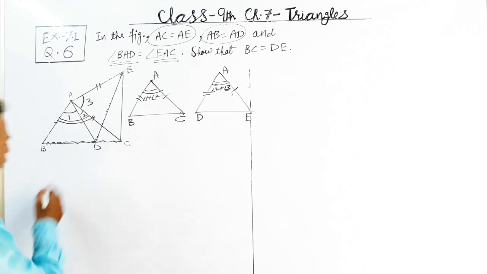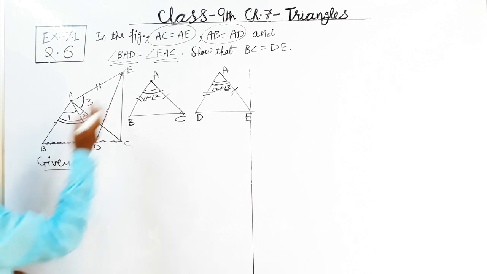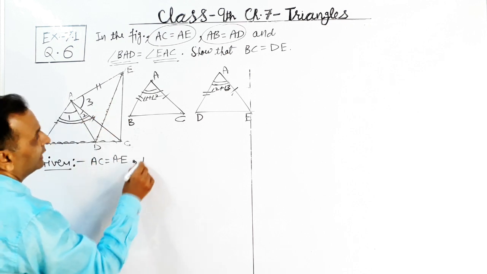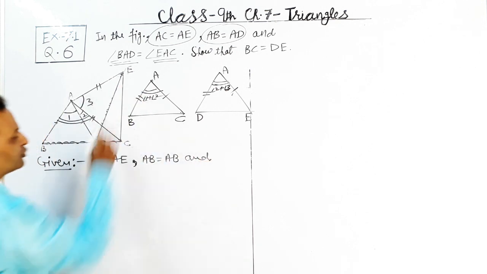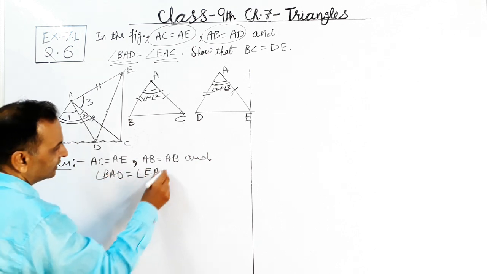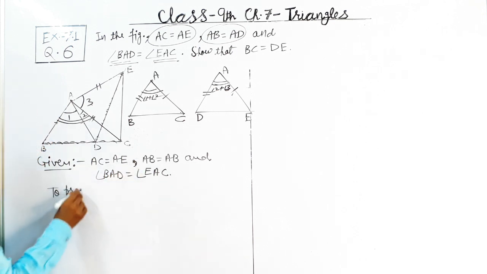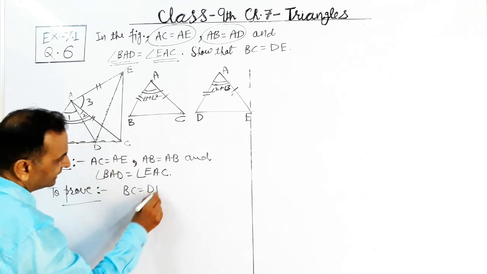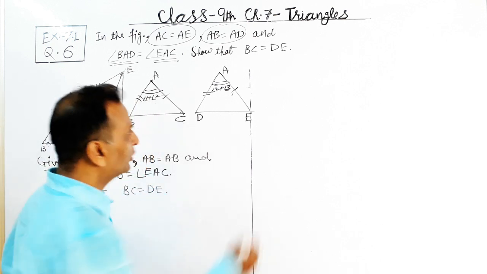So let us first write down what is given in the statement. We copy it as it is: AC equals AE. Second, AB and AD are also equal. And the last is angle BAD and angle EAC are equal. And to prove, one more time: we have to show BC and DE are equal. No need to do any type of construction. So come to the proof.